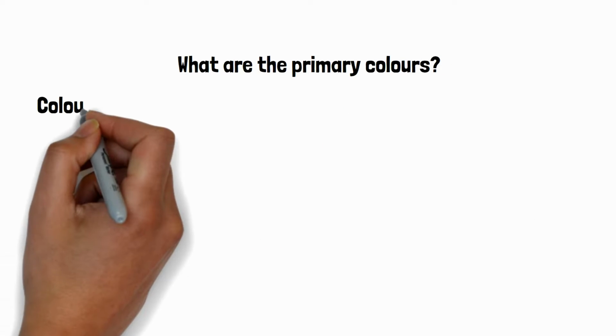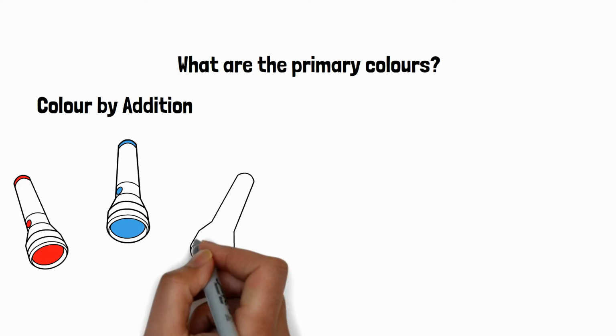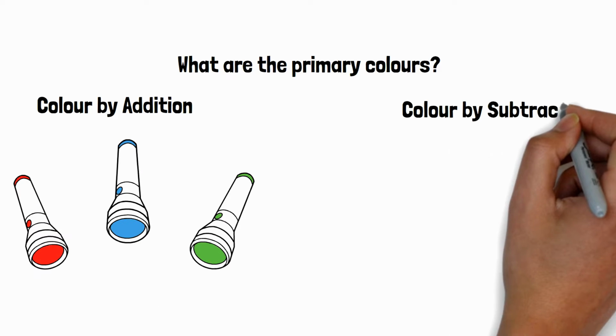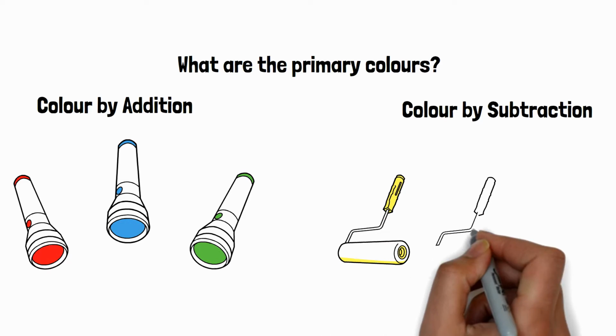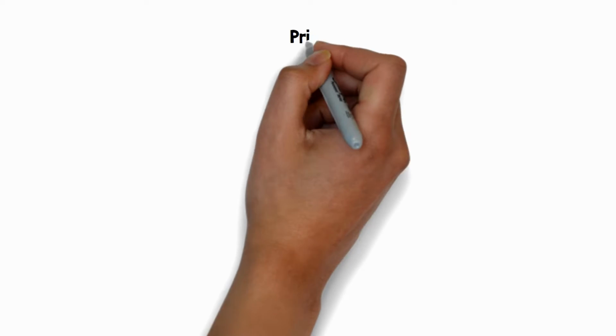In this video, I will use some demonstrations to analyze what the primary colors are. To do this, we first need to realize that there are two different ways to combine colors. We can add them with light or subtract them with pigments. Let's start with adding colors with light.